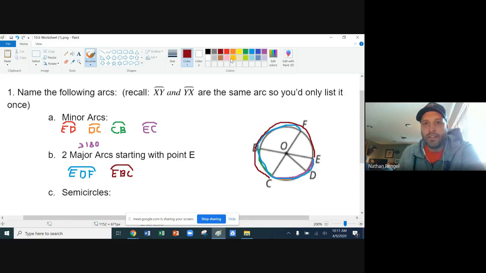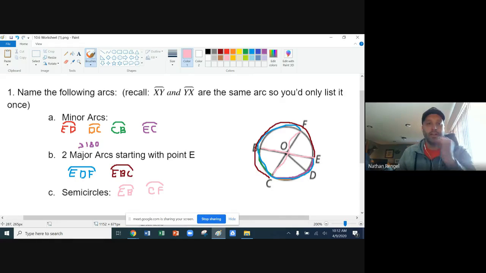And finally, a semicircle. Semicircle would just be half your circle. So here's a diameter that splits my circle in half. So EB could be a semicircle. And we also have CF cutting through right there. CF would also be a semicircle. So we can go from C to F, F to C. Either way, it's the same.